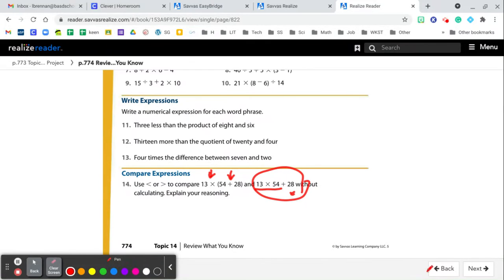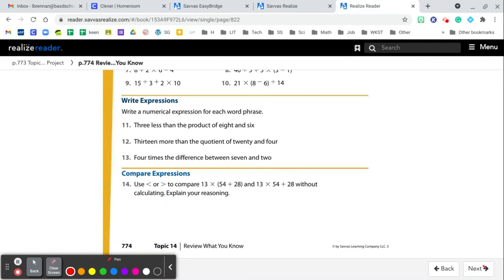Wait a minute, hang on there. Actually, this one's going to be bigger. Yeah, because 54 plus 28 is going to be a bigger number than 13 times 54. So we would write it that way.